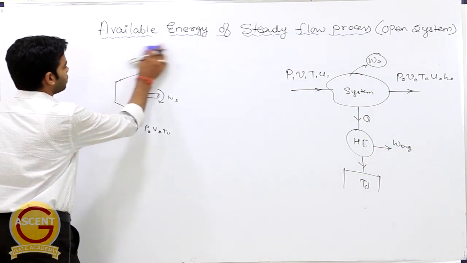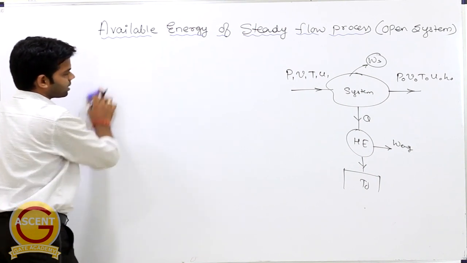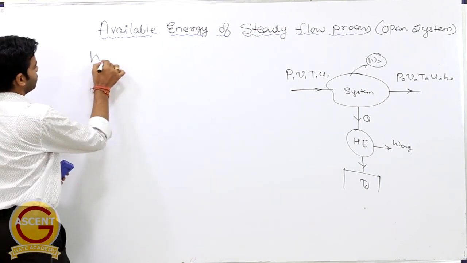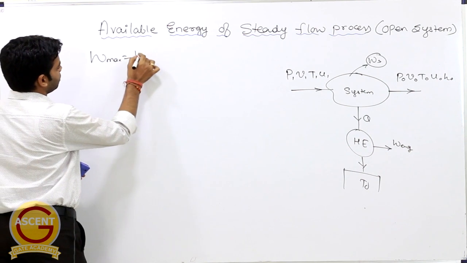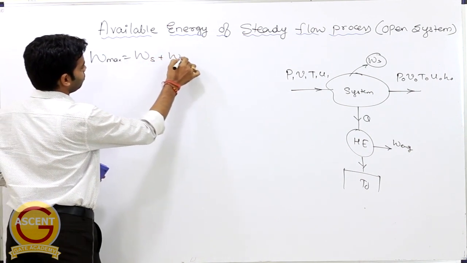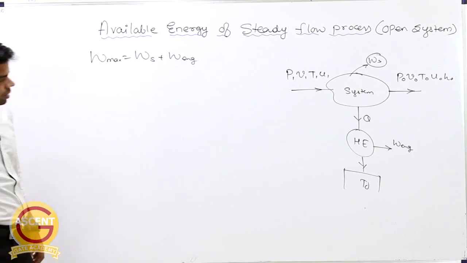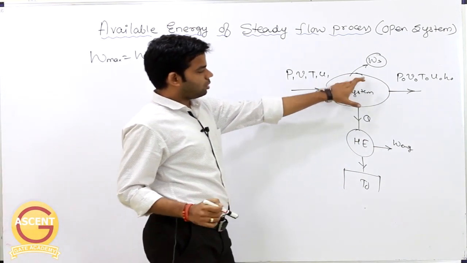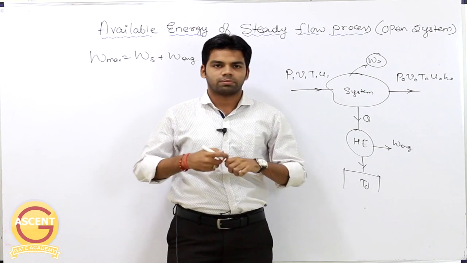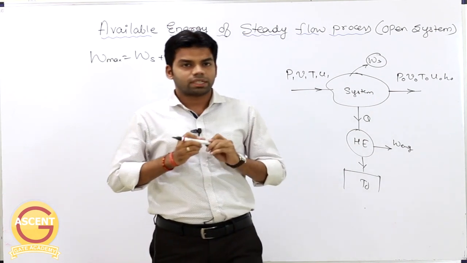So the total maximum work which can be extracted from this open system is nothing but W shaft plus W engine. That's it, same thing. Clear or not? Maximum work is nothing but W shaft of this open system plus W engine. Clear or not? Now how can we determine this W shaft?